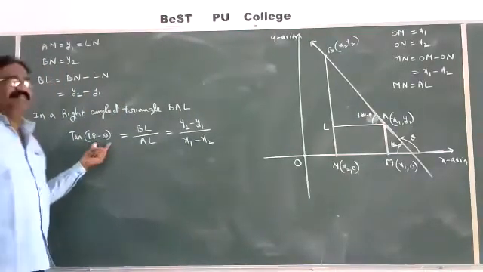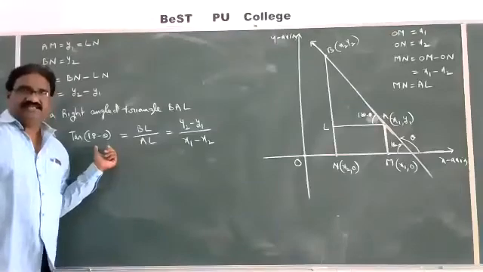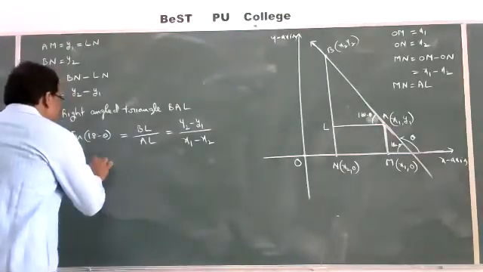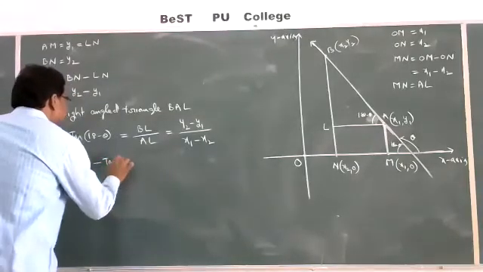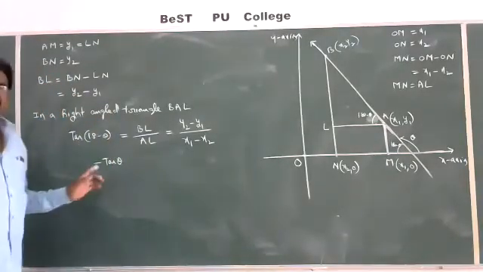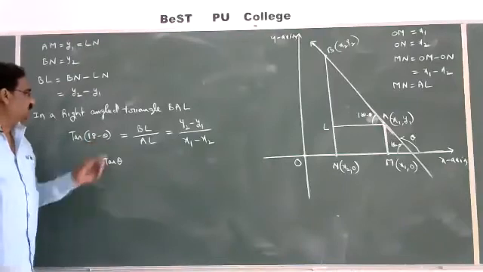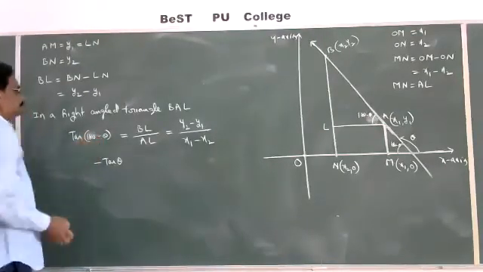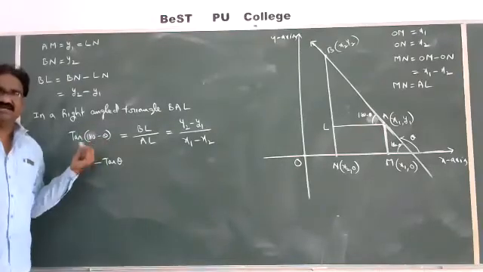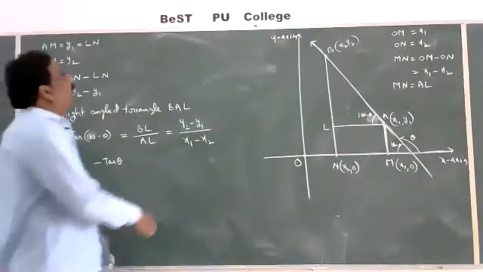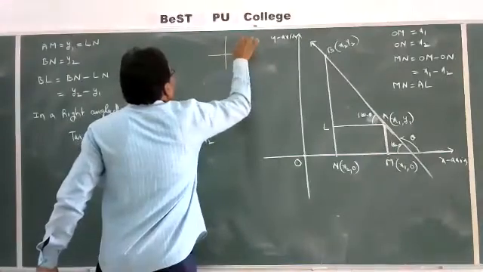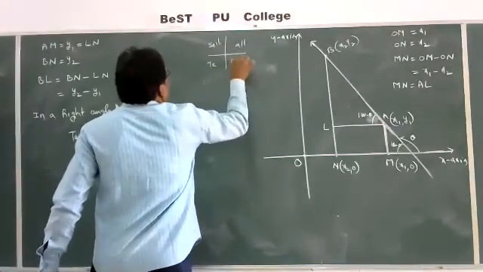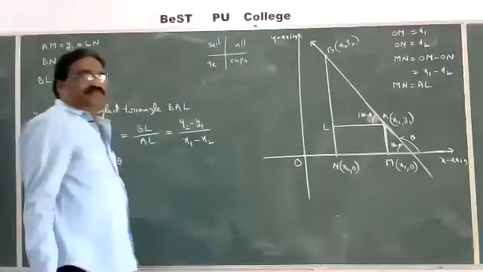So here 180 minus theta is in the second quadrant. In the second quadrant tan is negative. That is, you get minus tan theta here. 180 minus theta is the second quadrant, and in the second quadrant, tan is negative. In trigonometry, you know, all silver tea cups.